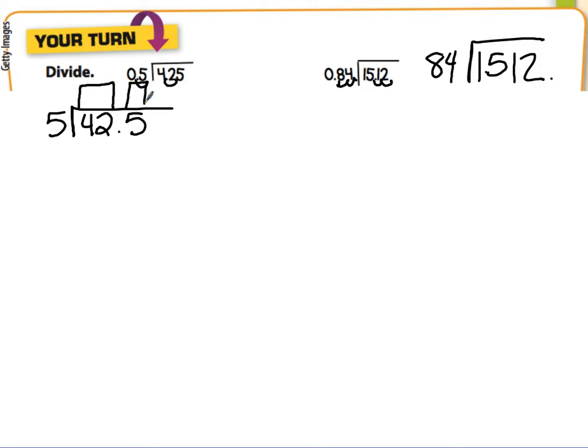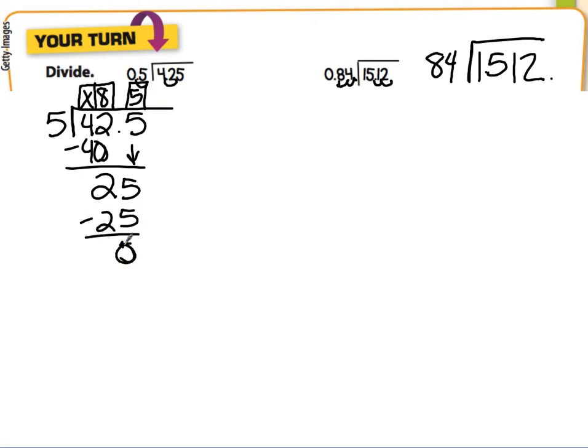All right, so here we put up the seats for our party. 5 can't go into 4, but it can go into 40 8 times. Minus 40 is 2. Bring down the 5, it goes in 5 times. Minus 25 is 0. There's no remainder. So I bring my decimal straight up, and I got 8 and a half.